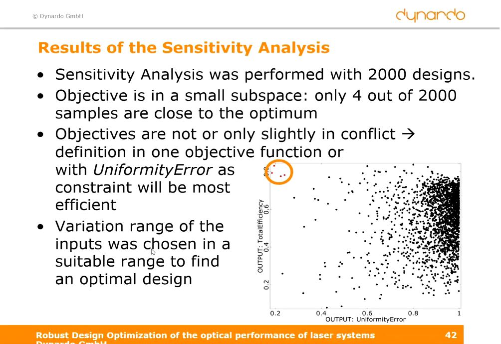So the third fact, what you can see from this chart or this diagram, is that our variation range of the inputs was chosen in a suitable range to find an optimal design, because we are able to find an optimal solution, even if there is further optimization potential, but at least we have some designs close to the optimum.